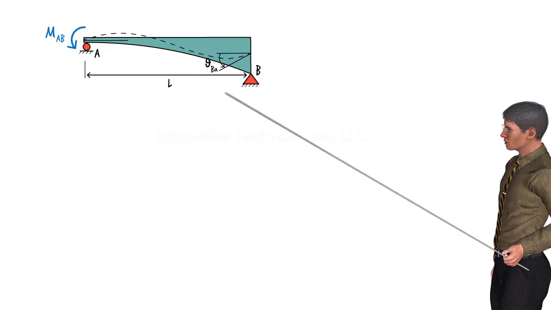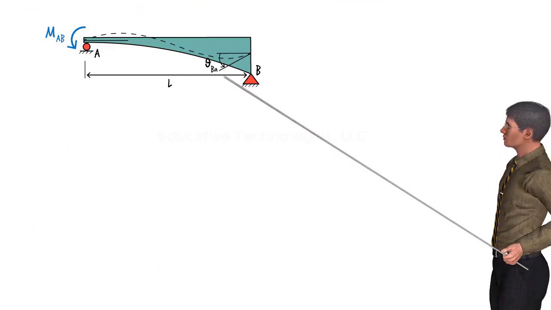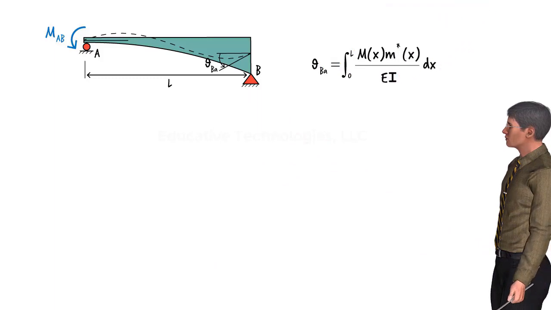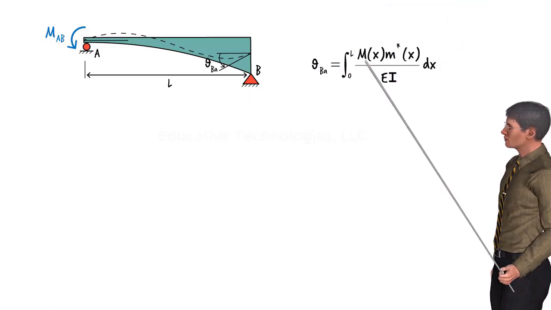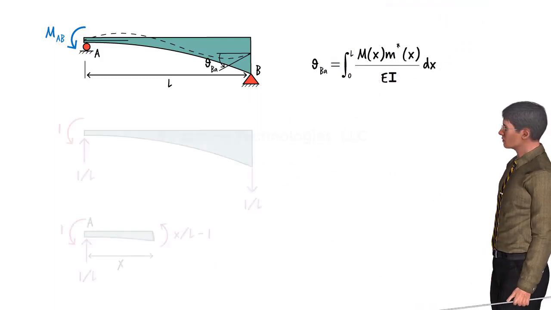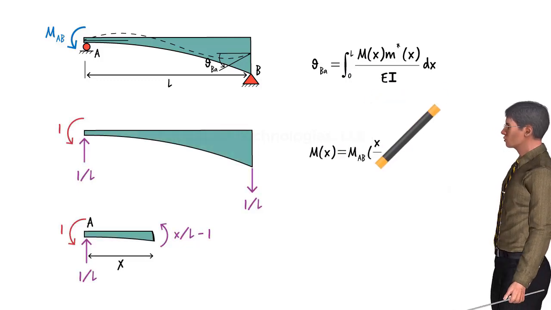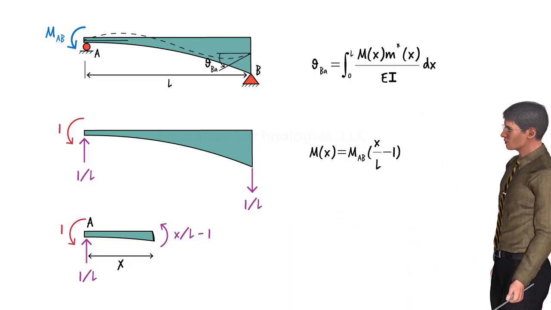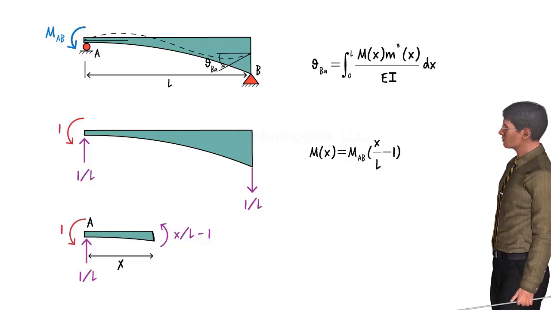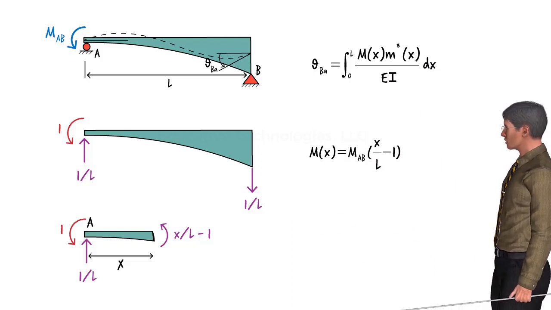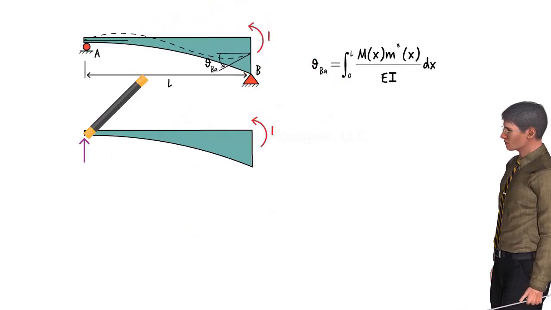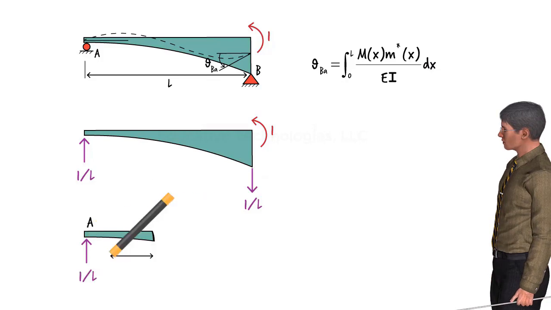We can determine theta BA in a similar manner. We start by writing the general virtual work method equation. Mx is the moment equation for the beam under the applied load, which we already have determined in the previous step. And m star x is the moment equation due to a unit load placed at B in the direction of theta BA like this. We draw the free body diagram for the beam, then write the moment equation like this.